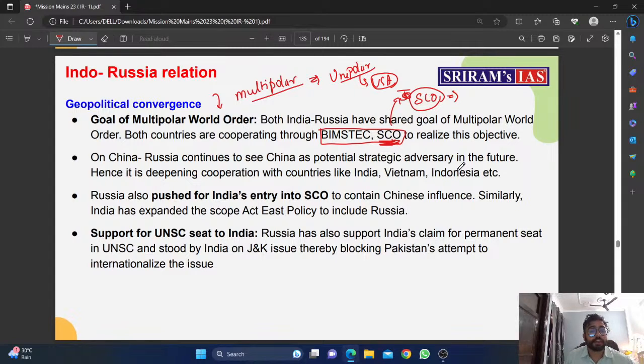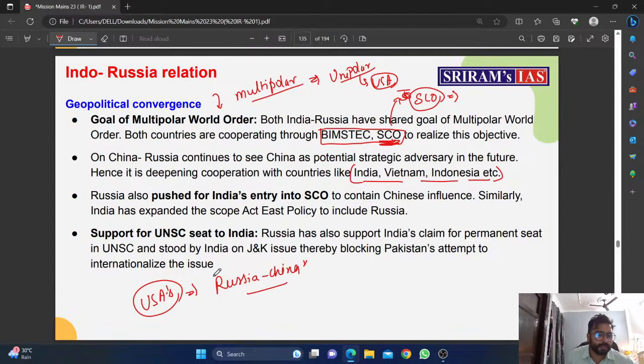Because hence it is deepening the cooperation with countries like India, Vietnam and Indonesia. However, the USA's role in the global world order has brought Russia and China together. Both of them are engaging at different fronts. Even China is supplying military help to Russia. And then, how has Russia helped India in the past in the geopolitical convergence?